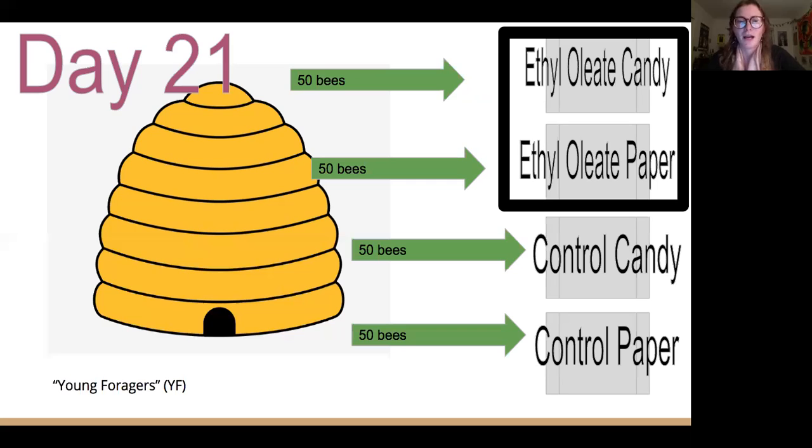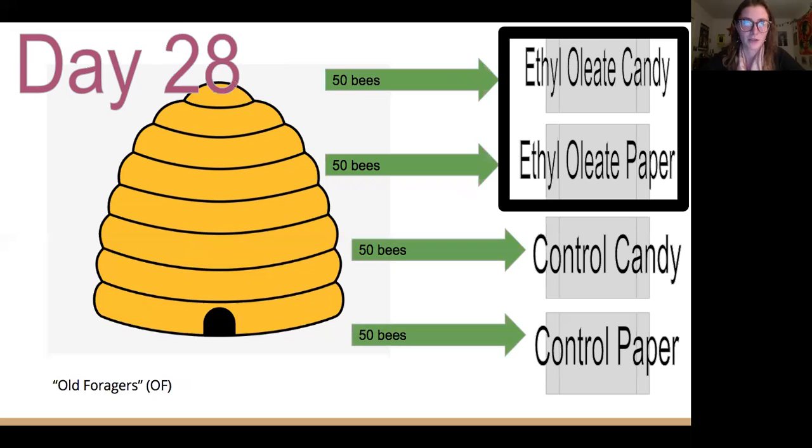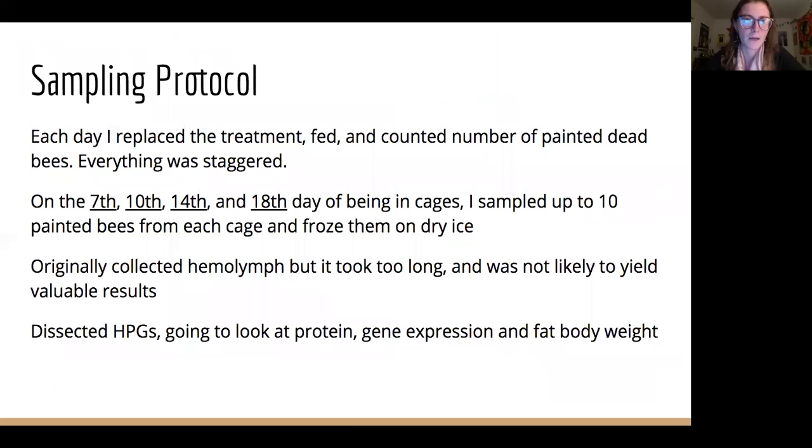So I did it with 4 different colors on 3 different age groups and 4 different treatment groups. So it ended up being something like 60 cages. So you get the idea there. And I did it on the 28th day as well with the old foragers. So I ended up with 60 cages, which was quite a lot.